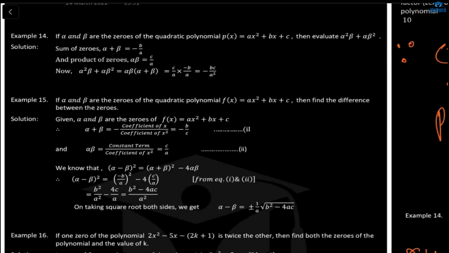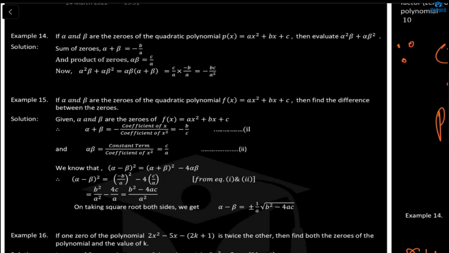If one zero of the polynomial is x, then the other zero is 2x. It will not be plus, it is twice. Generally we take the zeros of the polynomial as alpha and beta. Now if you are taking alpha, then the next one will be 2 alpha. Everybody, have you understood?